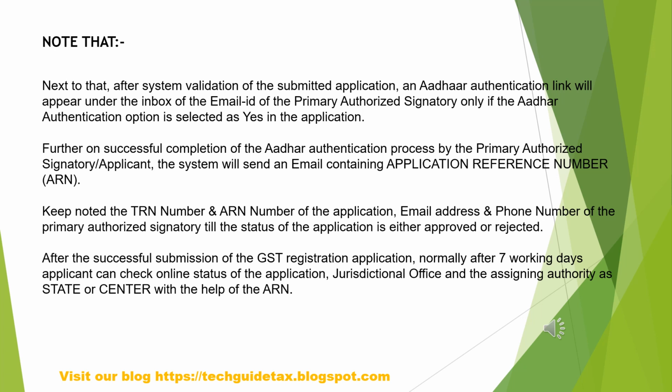Keep noted the TRN and ARN number of the application, email address and phone number of the primary authorized signatory till the status of the application is either approved or rejected. After the successful submission of the GST registration application, normally after 7 working days, the applicant can check the online status of the application, jurisdictional office and the assigning authority as state or center with the help of the ARN.